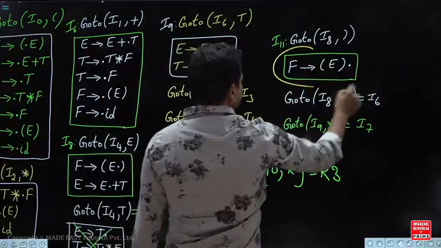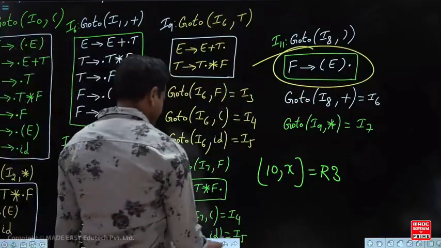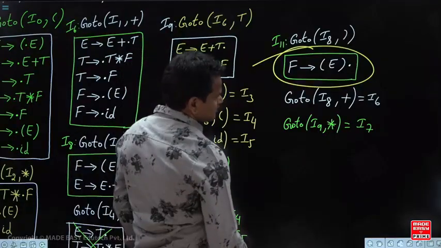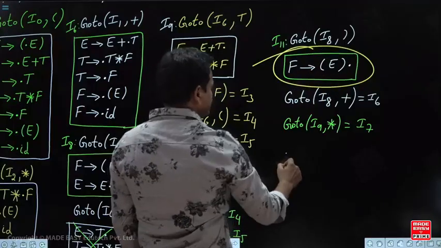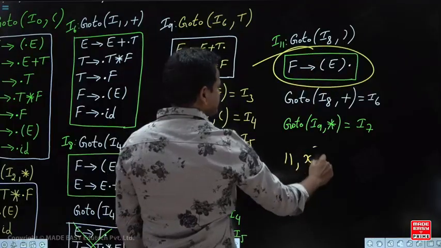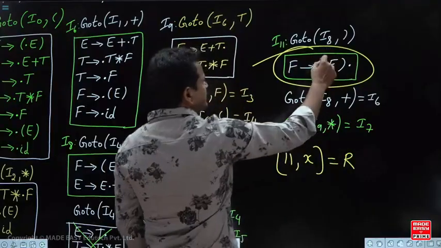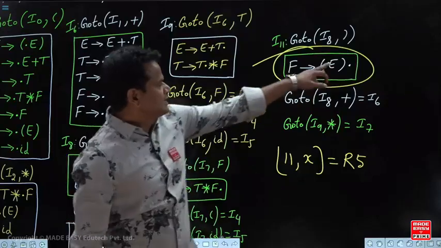This is I11, and it is the final item. Whenever there is a final item, reduce comes. Where? In the state. What is the state number? 11. So in the 11th row, xth column, reduce by F → (E), whose rule number is 5.